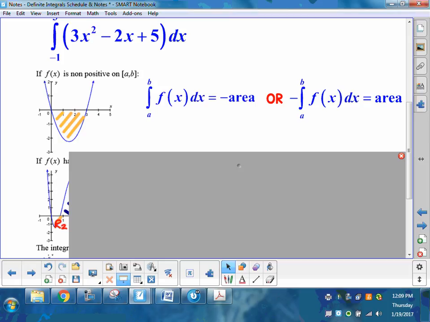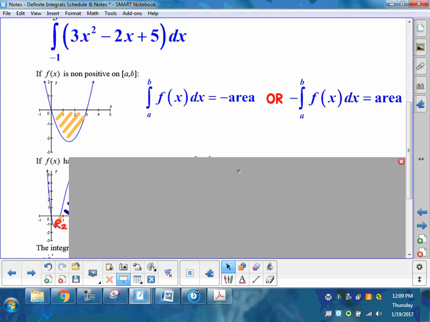Now, there's two ways of doing this. You could say that this would be equal to that negative area, or the negation of the integral would give you the positive area. Because the answer to this, if you get a negative number, is technically not negative area, it's area with an orientation or direction. So if it's positive, you're above. If it's negative, you're below the x-axis.